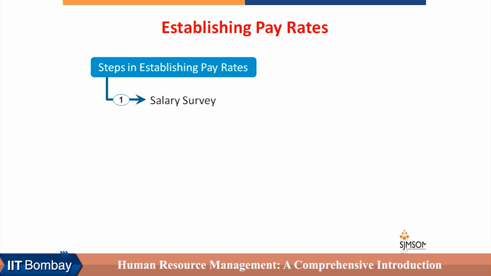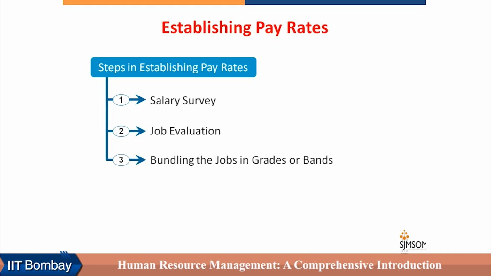It starts with the salary survey, understanding how much the market is paying for a particular job. The second step is job evaluation, to know what the compensable factors in the job are. The third step is bundling the jobs. We cannot have 200 types of salaries for the 200 employees working in an organization. So different jobs have to be clubbed, and salary and compensation have to be decided according to that band. That is the third step in deciding the pay rates.